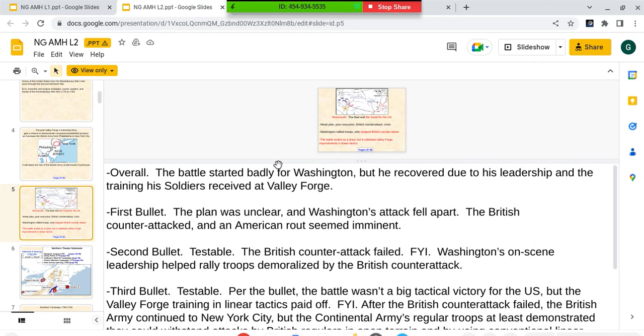What's testable here and important is to understand that the British counterattack at Monmouth failed. And this is because of Washington's leadership, of course, that's a given. And it helped to rally the troops and demoralize the British counterattack. The third bullet, which is testable on this slide, is that the battle wasn't a big tactical victory for the U.S., but it showed that the Valley Forge training in linear tactics was having results.